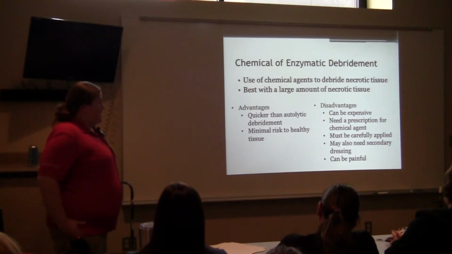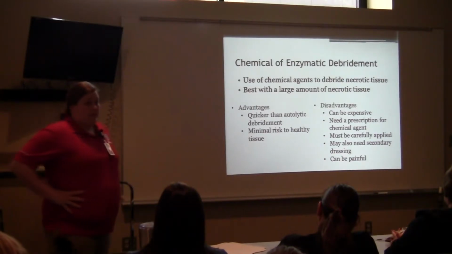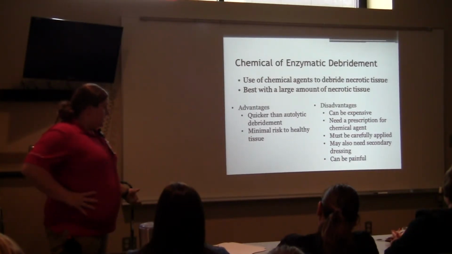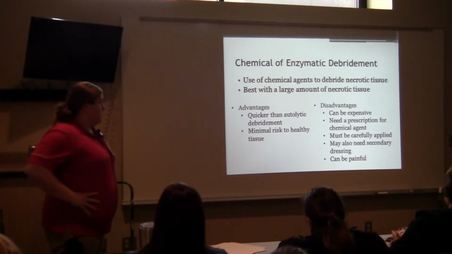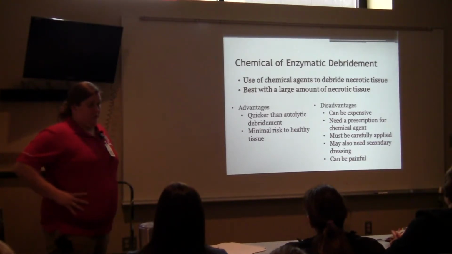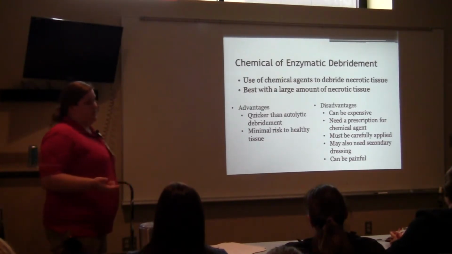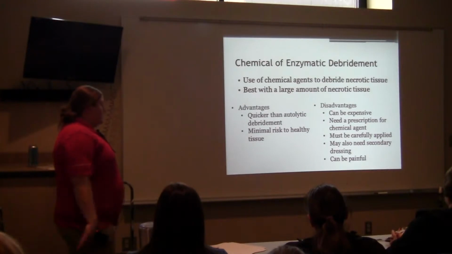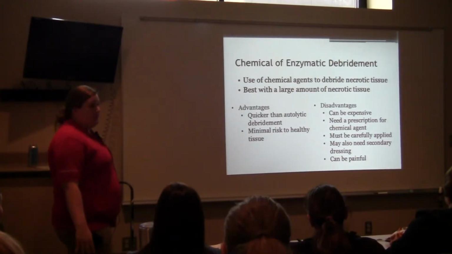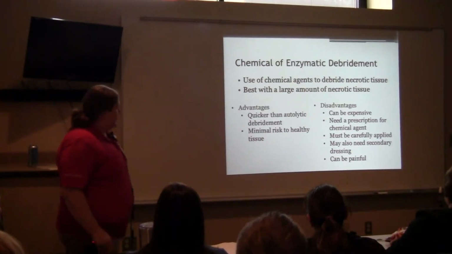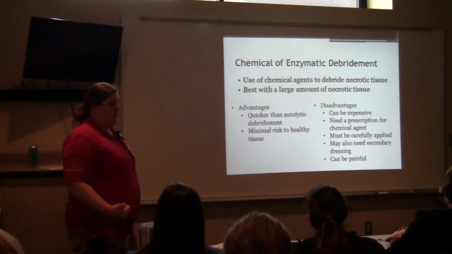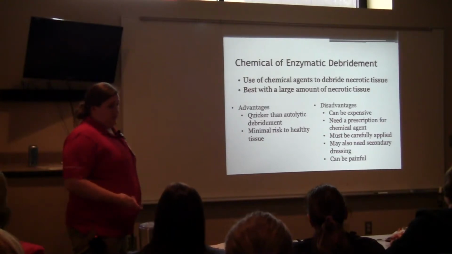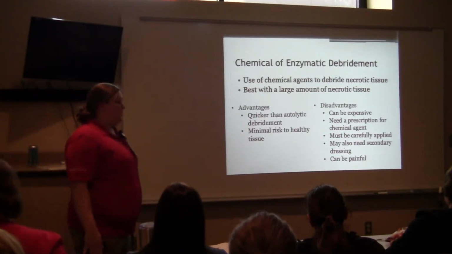So then chemical or enzymatic debridement, you might hear it called both ways. You're going to use any kind of chemical agent to debride that tissue. Like we talked about a little bit ago, Santyl, Dakin's, those are probably two of the most common. This is really good with a large amount of necrotic tissue and that the majority of the wound bed has necrotic tissue. Like I said, if you have any granulation in there, you're going to kill all the granulation if you add in any chemical debrider. Advantages are they're very quick and you're at minimal risk to the healthy tissue. But the disadvantages, it can be expensive. Sometimes it's hard to get, we have to have a prescription, the pharmacy doesn't usually carry it, the patient has to wait a week or so before we can get it.